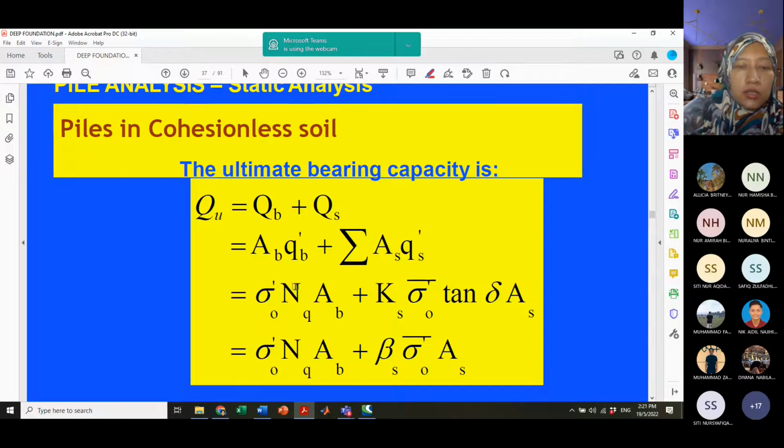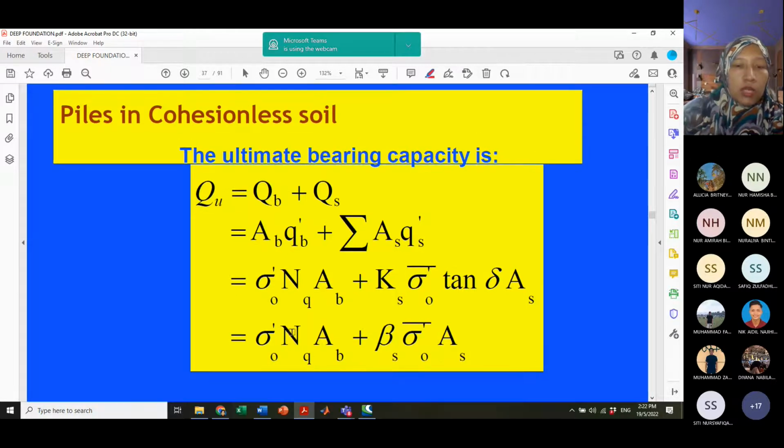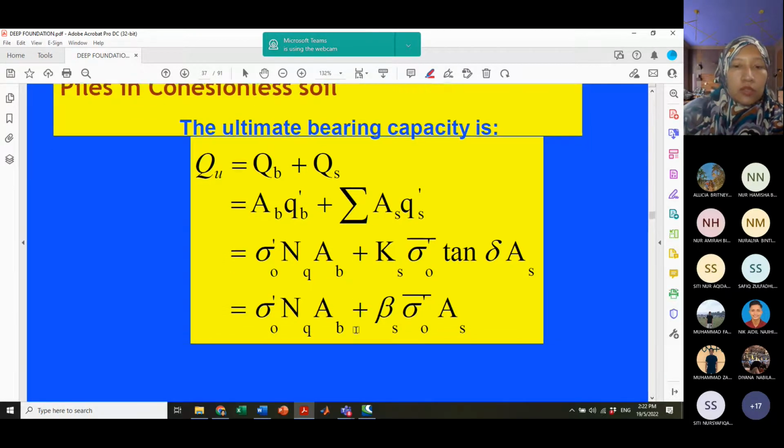So the AB is the area of the pile, kemudian QB ni adalah effective sigma naught and NQ. And then the AS ni masih lagi the shaft area of the pile. QS ni adalah KS tangent delta. So you can see that this is what I said, yang mana beta method ni dia boleh guna dalam cohesionless soil dan juga cohesive soil.